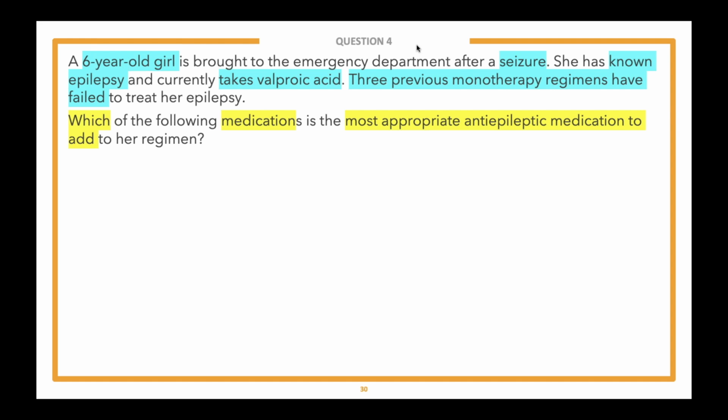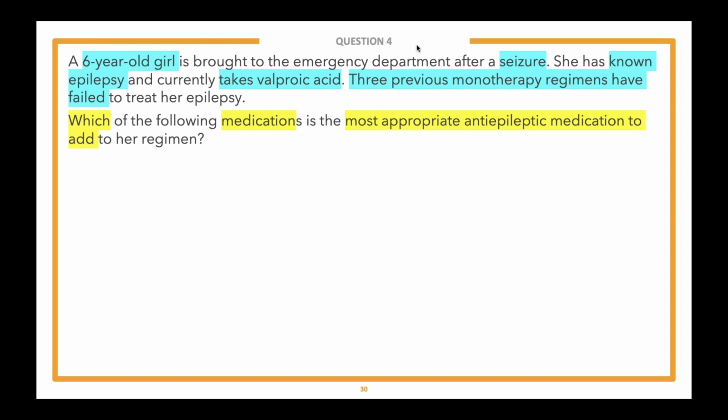So here we actually have a pediatric case. A 6-year-old girl, why is she brought into the ER? Well, she had a seizure. We know she takes valproic acid for known epilepsy. And we also know that she's previously failed a couple other medications. Okay, we're not told which ones, but we know she's failed some. So then they ask us which medication is most appropriate to add on, specifically an anti-epileptic medication. Okay, so how many steps is this question? I think you could argue this is maybe a one-step question.